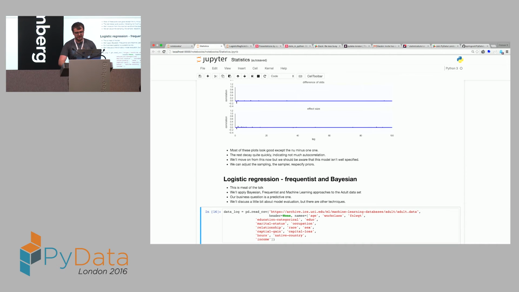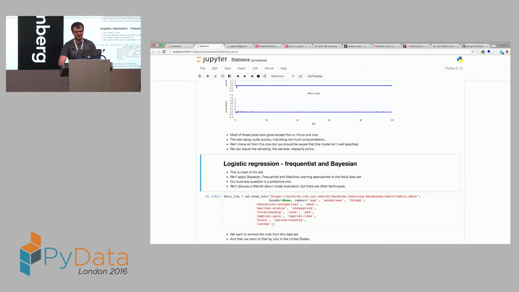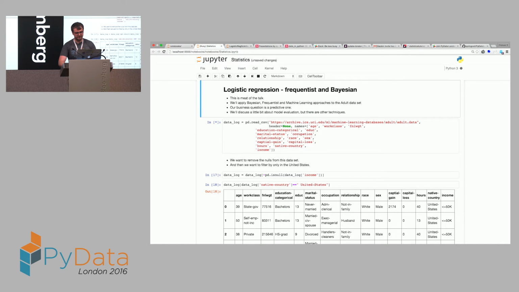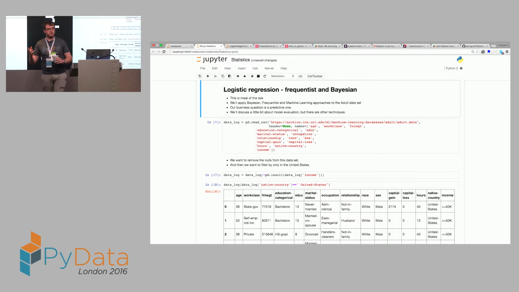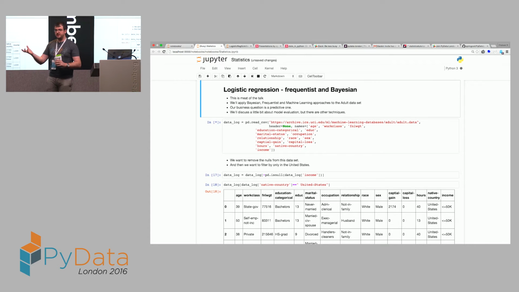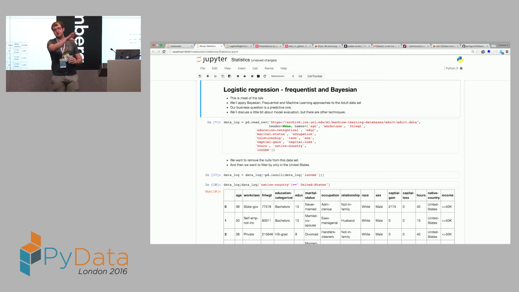Okay, so now we're moving on to the meat of the talk. I think I've got an hour left, so I might finish ahead of time. Like earlier on, we download our data set. I'm going to do that again. We're going to apply Bayesian, frequentist and machine learning approaches to this data set. The problem is going to be predicting income greater than 50K, which we showed earlier on in the machine learning example.